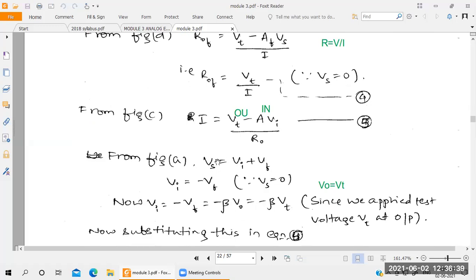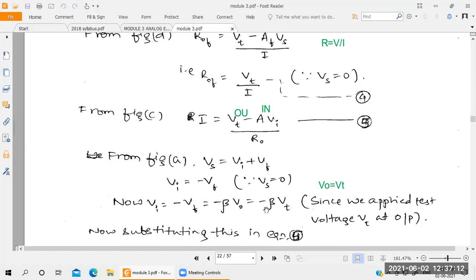what is the Vs voltage? From the main diagram, it's a combination of the input voltage and feedback voltage, right? You take the first figure, the main figure, and from that you take Vs. What is the Vs equation? Vi plus Vf. Here Vs is 0 because the source voltage is neglected. So Vi is equal to minus Vf. What is Vf here? From the previous diagram, beta into V naught.